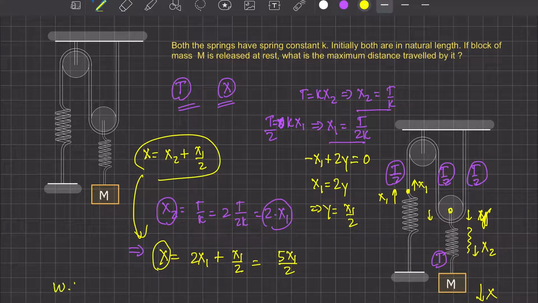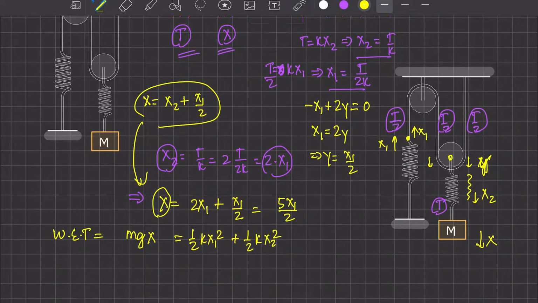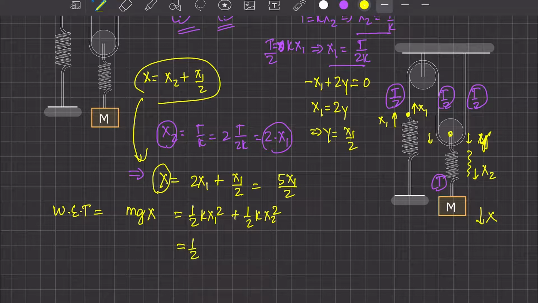Now applying the work energy theorem, we can write mgx, where x is the drop in the block M. This will be equal to the total energy stored: half k x1 square, the energy stored in one spring, plus half k x2 square, the energy stored in the other spring. Now putting in the values: half k x1 square plus half k, what is the value of x2? Again, x2 equals 2x1, so (2x1) square. This equals mgx, and the x value is 5x1 by 2.